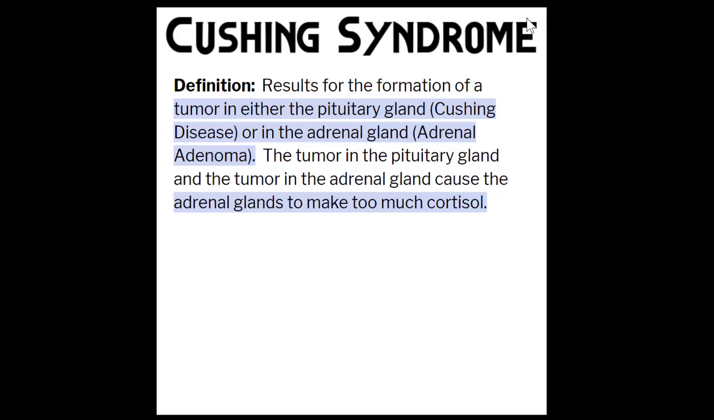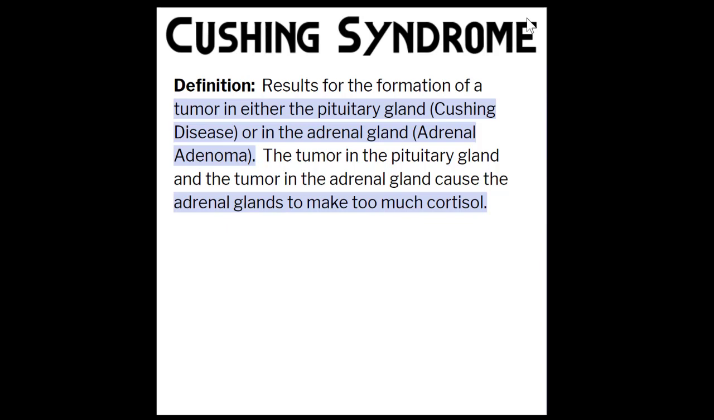Cushing syndrome is the result of a tumor on the adrenal gland called an adrenal adenoma. So in Cushing syndrome, this tumor is going to release excessive amounts of the hormone cortisol. A very similar disease with similar pathophysiology is Cushing disease. This is due to a tumor within the pituitary gland that causes too much ACTH to be released, thus telling the adrenal gland to release more cortisol. So Cushing syndrome is a tumor on the adrenal gland. Cushing disease is a tumor in the pituitary gland.